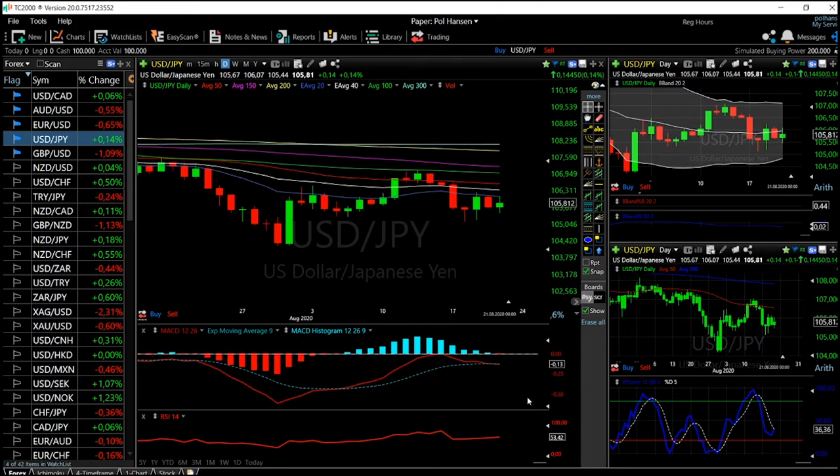If we look at the technical indicators, the RSI is quite flat. The same goes for the MACD. We're just on the signal line.